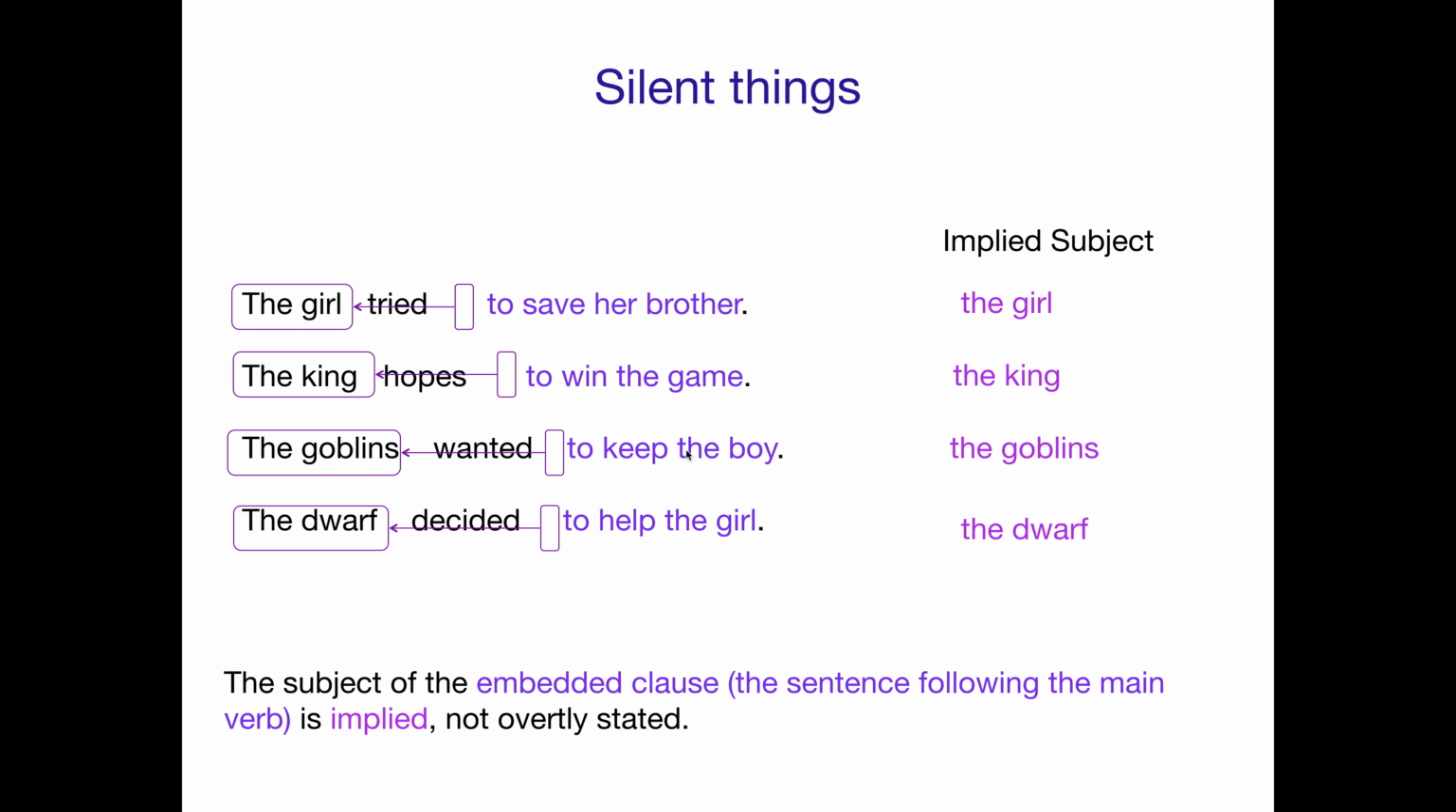The goblins wanted to keep the boy. Who's keeping the boy? Well, the goblins would be the ones doing the keeping. The dwarf decided to help the girl. Well, who's doing the helping in this event of helping the girl? Well, it would be the dwarf, right? So even though the subject is way over here and sort of attached to this main verb in each case, it's also the silent subject of these embedded clauses, these non-finite embedded clauses.